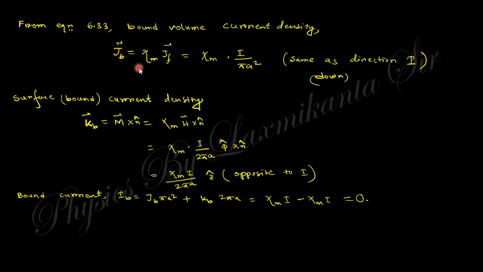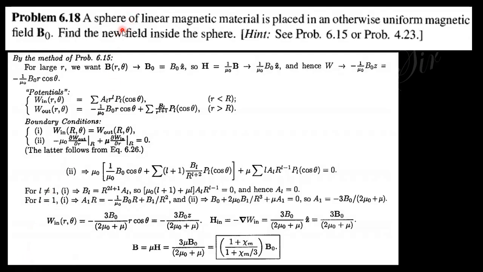So the volume current density is nothing but J equals chi m Jf. From equation 6.33 we can easily find this, and Jf is nothing but I by pi a squared. So this is downward, because the bound current is in the opposite direction to I. The total bound current will be like that, and this is nothing but 0.